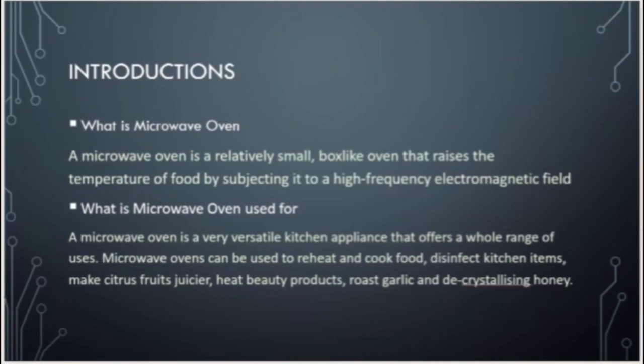Under the basic introduction, let us see what a microwave oven is. It is a relatively small box-like oven that raises the temperature of food by subjecting it to high frequency electromagnetic fields. It is used in the kitchen to reheat and cook food, disinfect kitchen items, make citrus fruit juices, heat beauty products, roast garlic and decrystallize honey are some of the examples where a microwave oven is used.